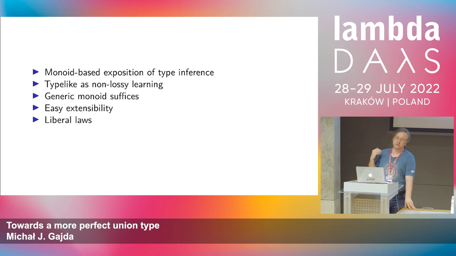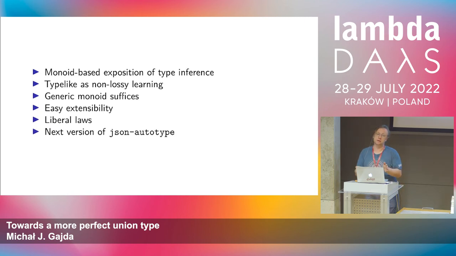And the laws are very liberal, so they allow us in future to implement both quantitative, non-independent type systems and usual union type systems. And this will be included in the next version of JSON autotype. JSON autotype is in production and used by many people, but unfortunately that means that the process of upgrading to the next version takes a while.